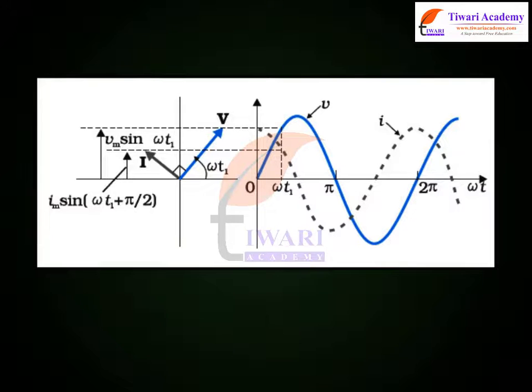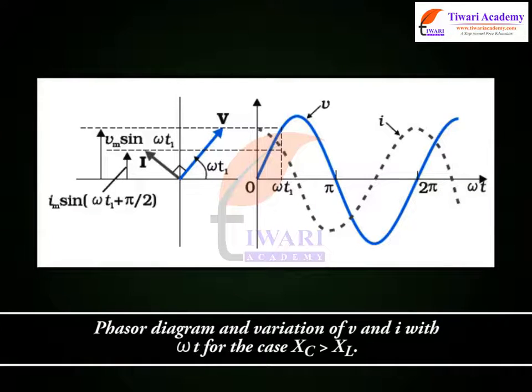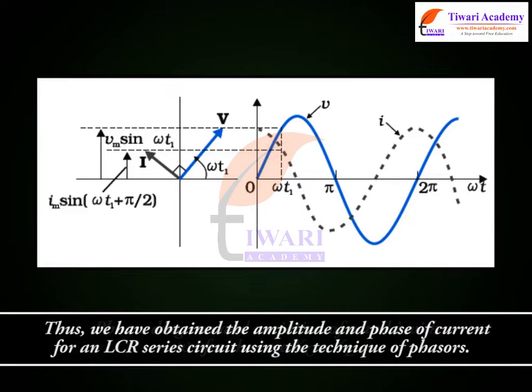Here we have a phasor diagram and variation of V and I with omega t for the case XC greater than XL. Thus, we have obtained the amplitude and phase of current for an LCR series circuit using the technique of phasors.